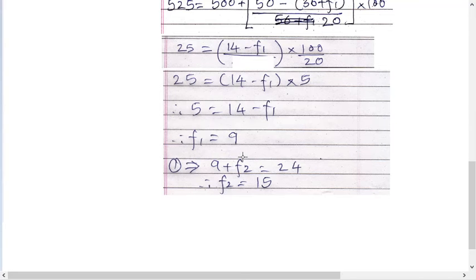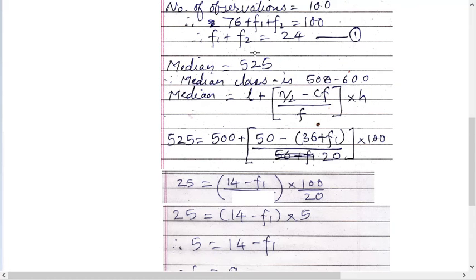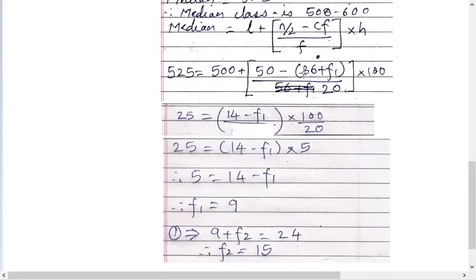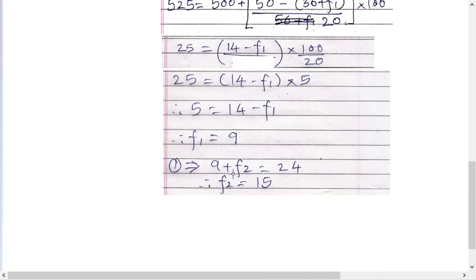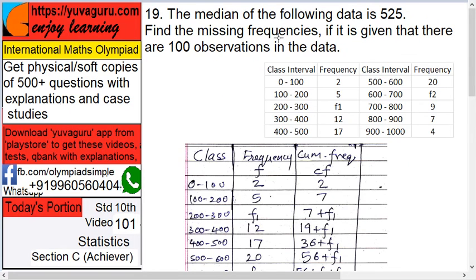So now we got f1. Substitute the value in equation 1. So 1 is this, f1 plus f2 equals 24. So 9 plus f2 equals 24. So f2 equals 15. So both the figures we have received. We wanted that only, f1 and f2.